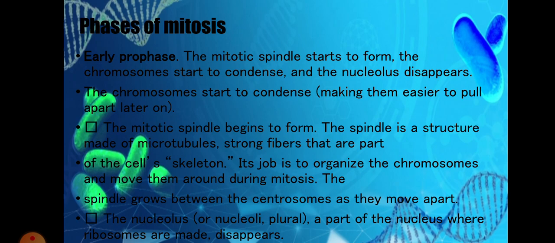The spindle is a structure made of microtubules, strong fibers that are part of the cell's skeleton. Its job is to organize the chromosomes and move them around during mitosis. The spindle grows between the centrosomes as they move apart. The nucleoli, plural, a part of the nucleus where ribosomes are made, disappear.